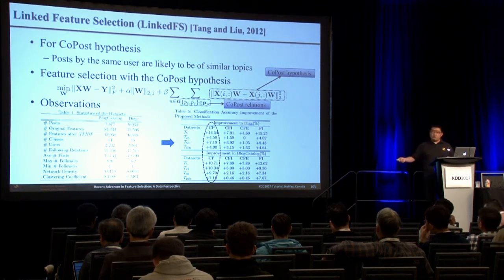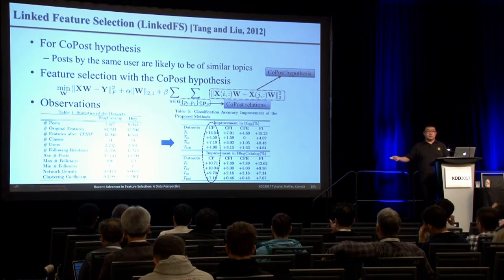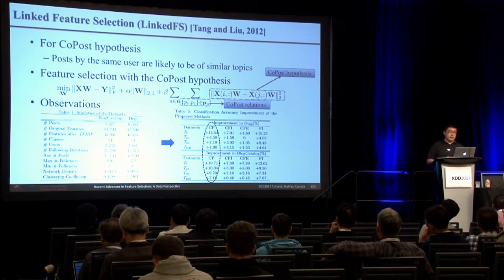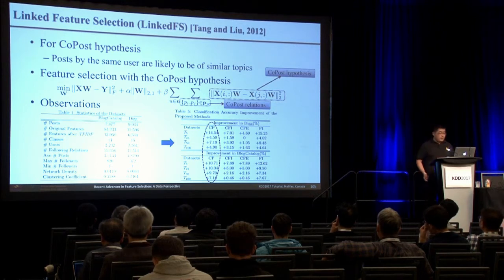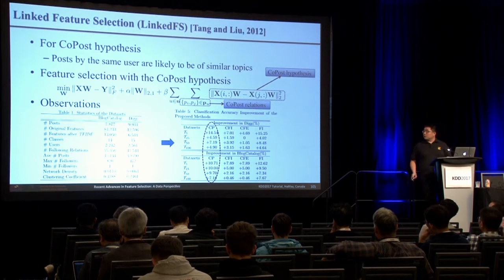They also perform some experiments on social media data sets, such as BlogCatalog and Digg. They have very rich information in these two data sets. Basically, we have the posts, we have the users, we have the user-post relations, user-user relations, and also the class labels of the posts. And in the right table, we can see that by incorporating such CoPost relations, the learning performance is greatly improved.